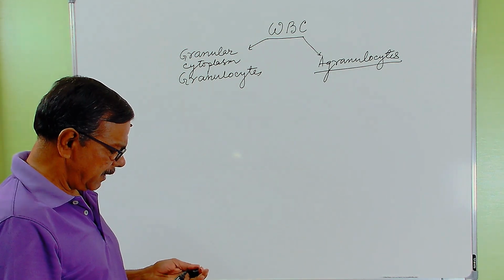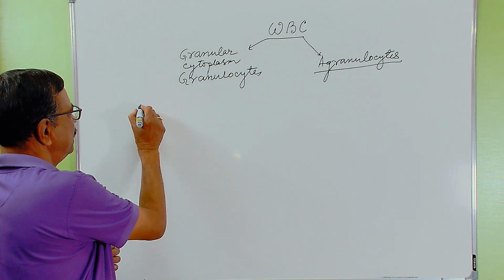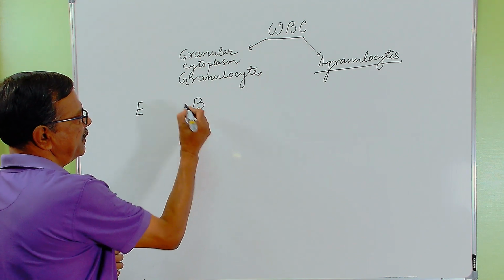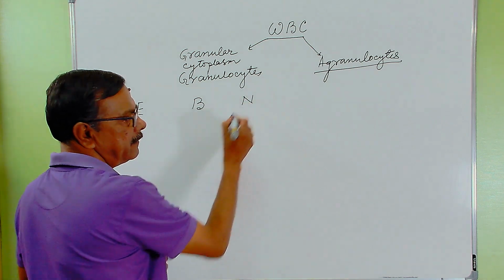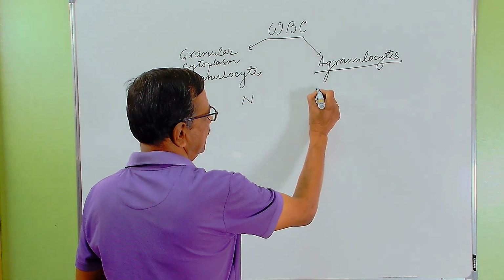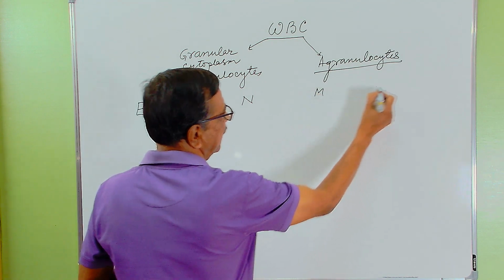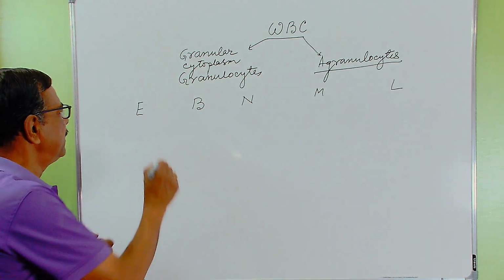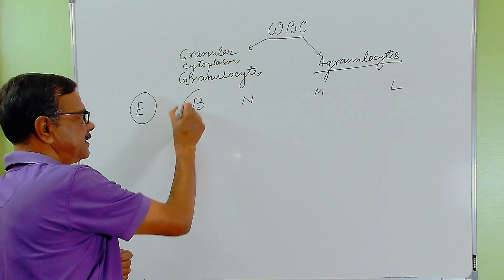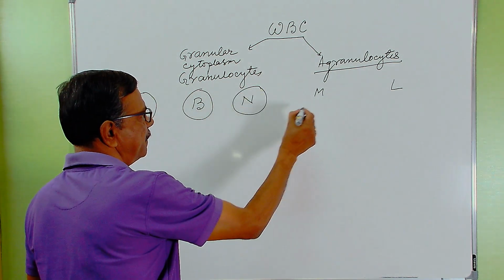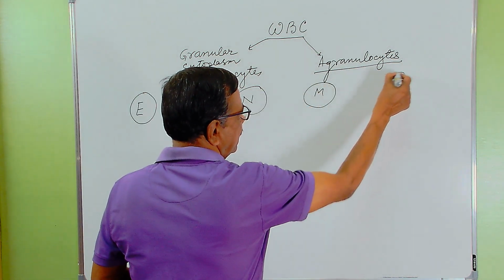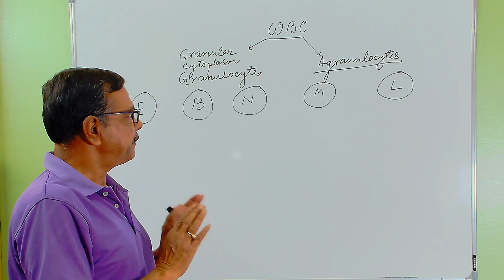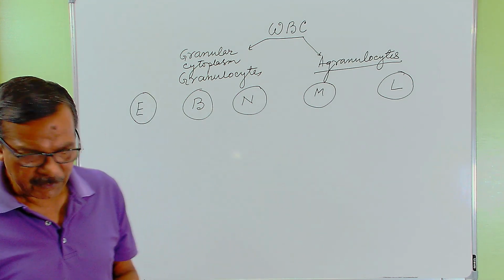Out of these granulocytes, we have come across eosinophil, basophil, neutrophil, and here monocytes and lymphocytes. These are the five categories we have learned. This is a cell, this is a cell, these all are cells. So we call them not a cell, we call them formed elements. Now for the practical purposes we will think about it.